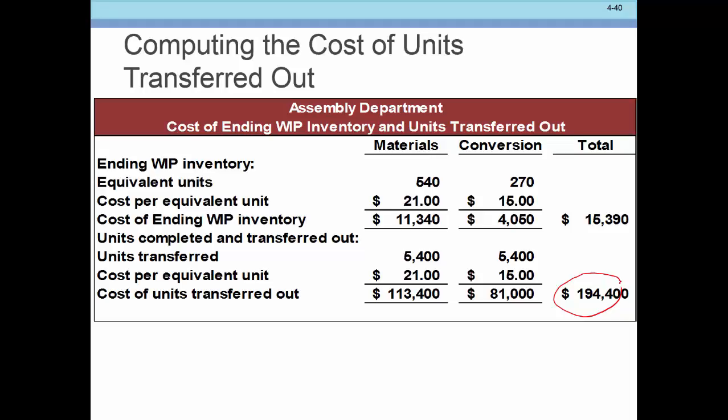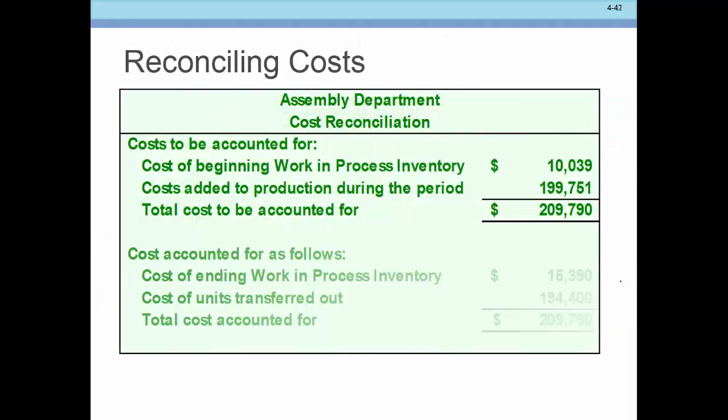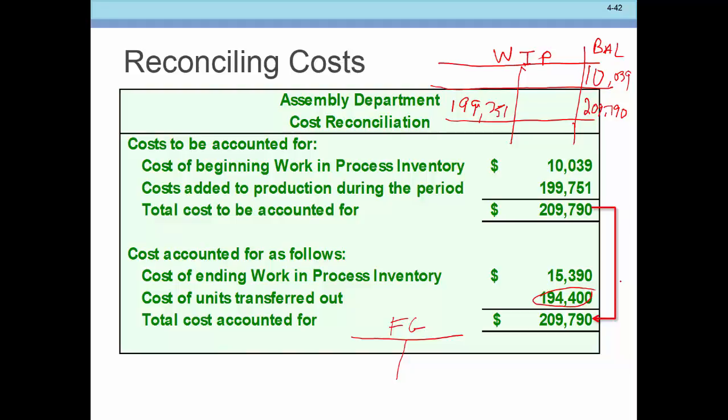Okay, so I come over and take a look, and let's just do that. Let's credit this for 194,400, and I'm going to debit finished goods for 194,400, right? And when I do, what's the balance sitting here in my finished goods.